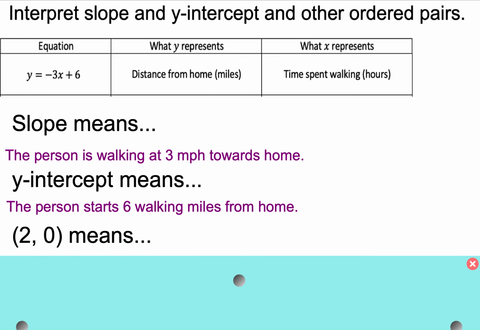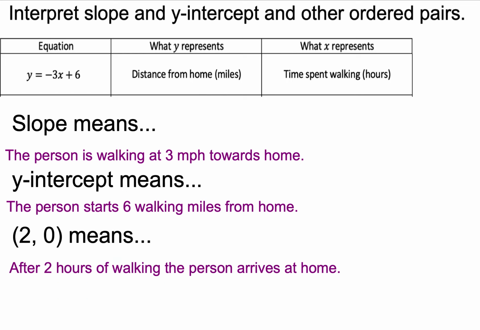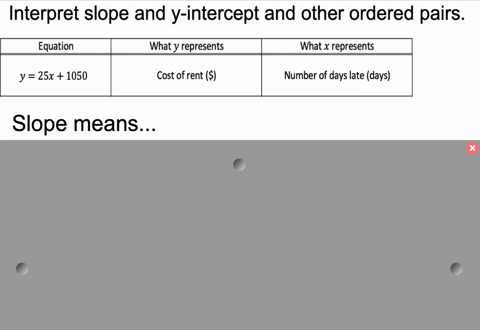And then what does the point (2, 0) mean? Well, that's inputting 2, where x represents the time spent walking and y is the distance from home. This means that after 2 hours of walking, the person arrives at home. They'll be 0 miles from home.